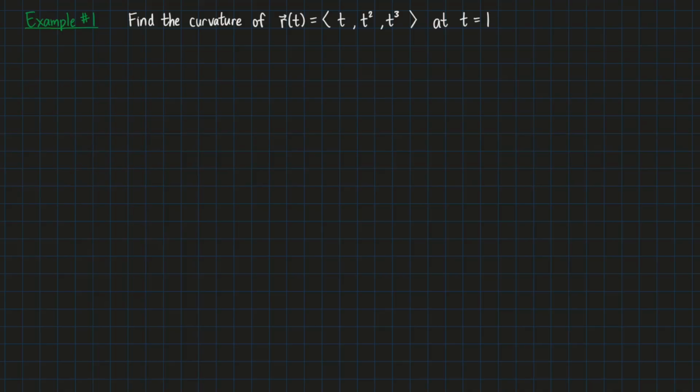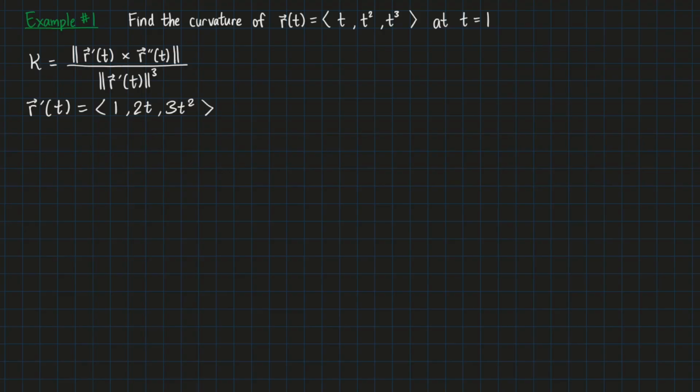Let's do example 1. Find the curvature of r of t equals <t, t squared, t cubed> at t equals 1. Let's use the curvature formula that we just derived. We're given r of t, and in this formula we need r prime of t and r double prime of t. So we need to take the first and second derivative of r of t. R prime of t is <1, 2t, 3t squared>. And r double prime of t is <0, 2, 6t>.